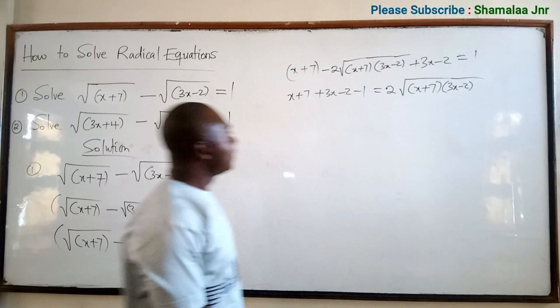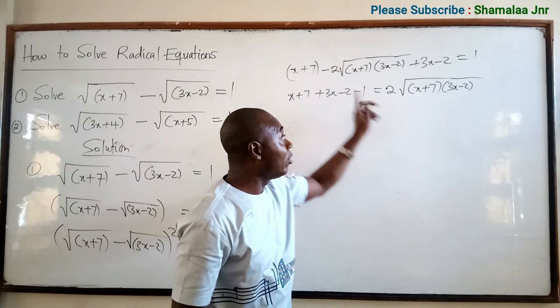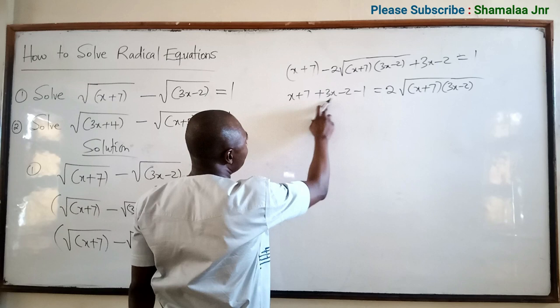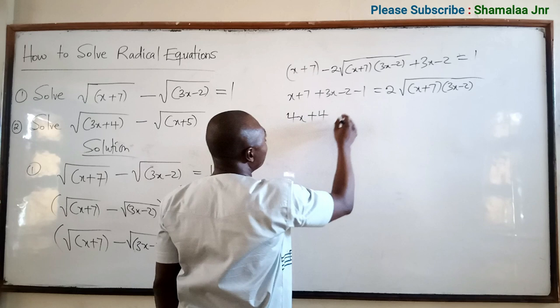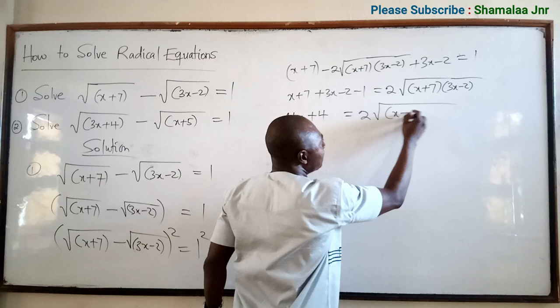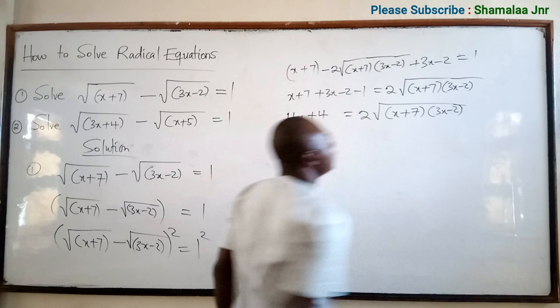Yes. And then I brought the 1 there, I've taken this to the other side. And because you have taken it to the other side, it becomes positive. So that is it. Now, x plus 3x would be 4x. 7 minus 2 would be 5 minus 1, 4. So this is plus 4. This equals to 2 square root of x plus 7, 3x minus 2. This is it. Isn't it?